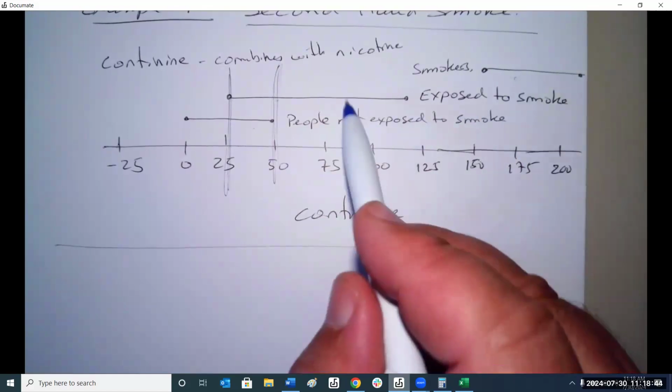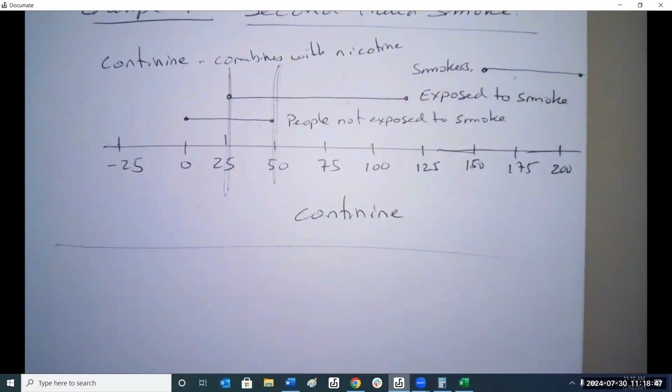So notice we're comparing three different studies here, and we'll see where their confidence intervals overlap. And then we can make assumptions from there.